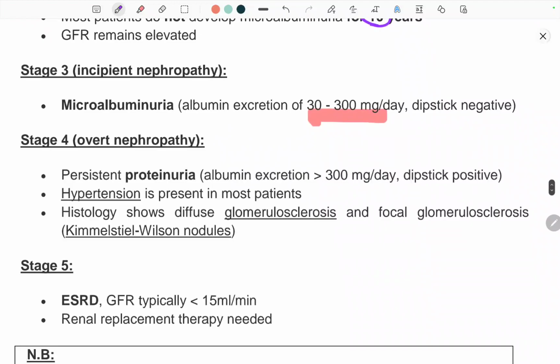Stage 4: overt nephropathy. Persistent proteinuria. Albumin excretion more than 300 mg per day. Dipstick is positive. Hypertension is present in most cases. Histology shows diffuse glomerulosclerosis and focal glomerulosclerosis, with Kimmelstiel-Wilson nodules, called KW nodules. Stage 5 is ESRD, eGFR less than 15. Renal replacement therapy is, of course, needed.